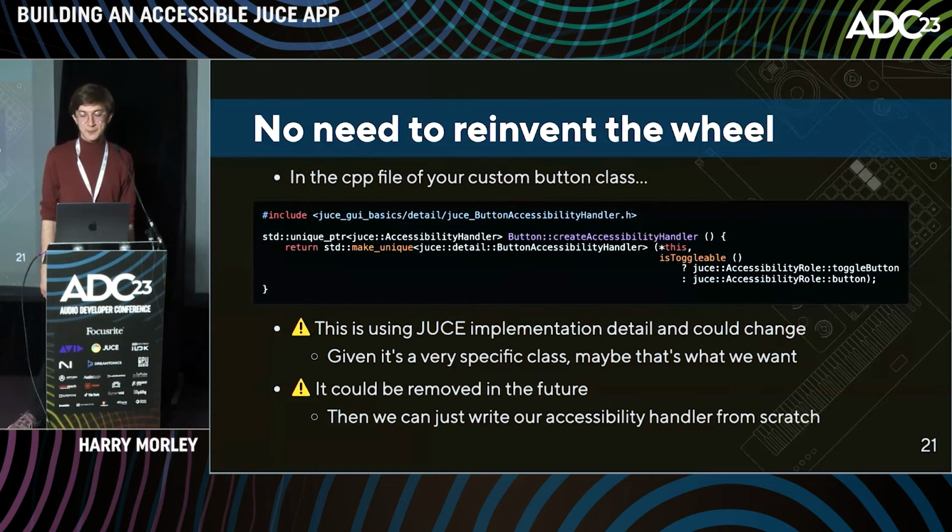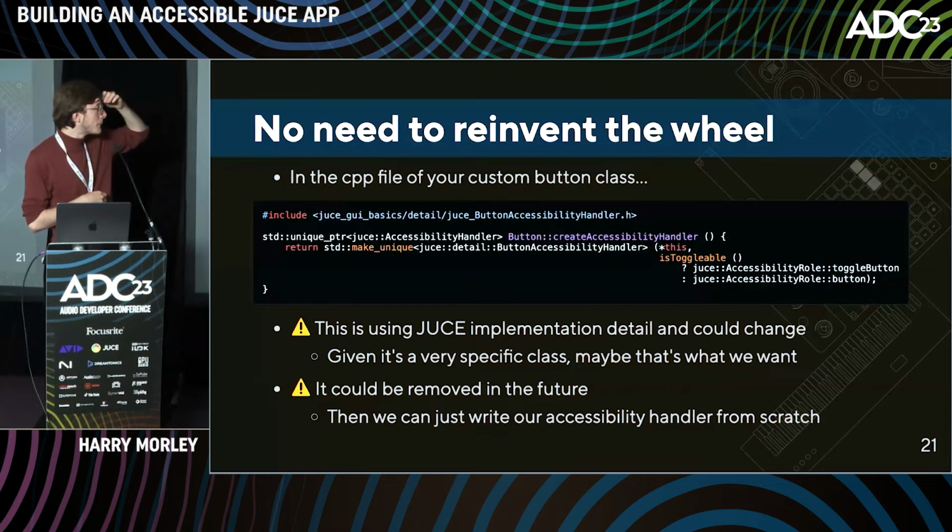It's fine. I've actually chatted with the team, and they reckon we could actually make it public because there's no reason why not to. But anyway, for the purpose of slideware, in create accessibility handler, we can just return one of these Juce ones, which in its constructor lets you set the role. So we can just say, is our button toggleable? Yep, cool, it's a toggle button. So that's what I'm going to do.